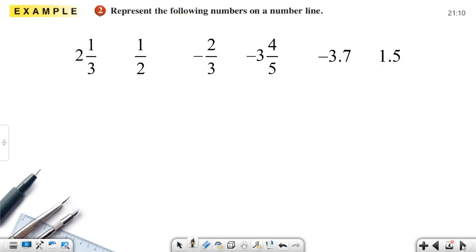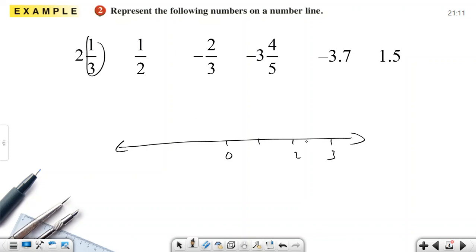Okay, let's continue. Represent the following numbers on the number line. So you have to know the number line. Let's draw a number line. Okay, let's put the 0 in the middle. And this is 2 whole 1 over 3. 1, 2. It's 2 whole, but it's more than 2 whole. We have 1/3. So between 2 and 3, I can cut it into 3 equal parts. And 1 over 3: 1, 2, 3, it goes to 1 over 3. So this one is 2 whole and 1 over 3.